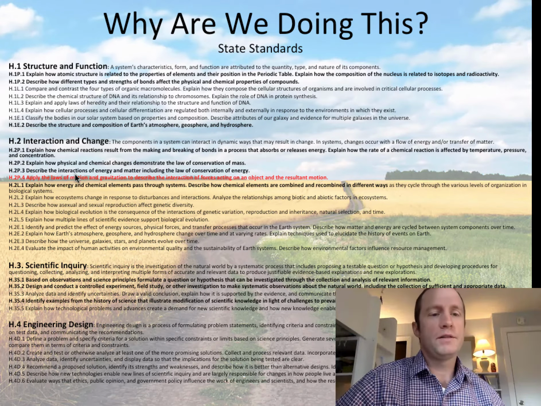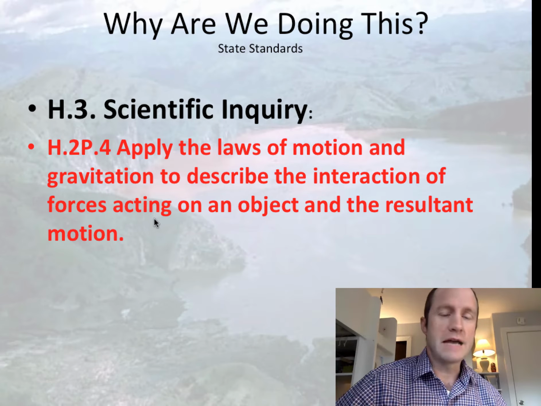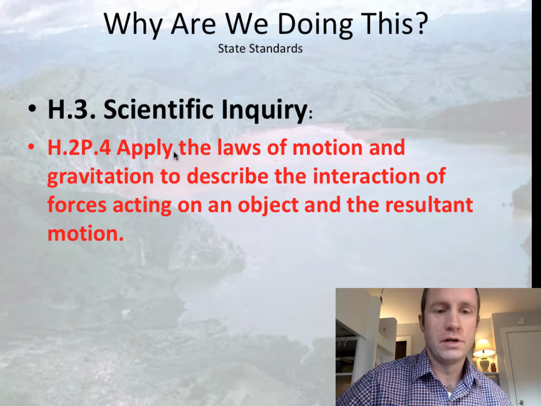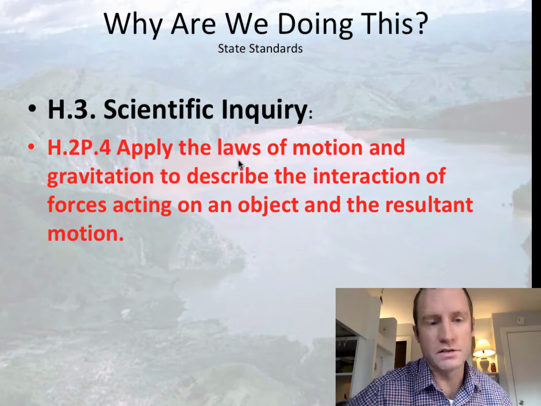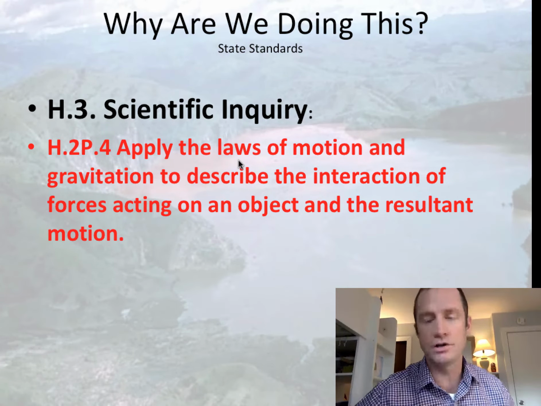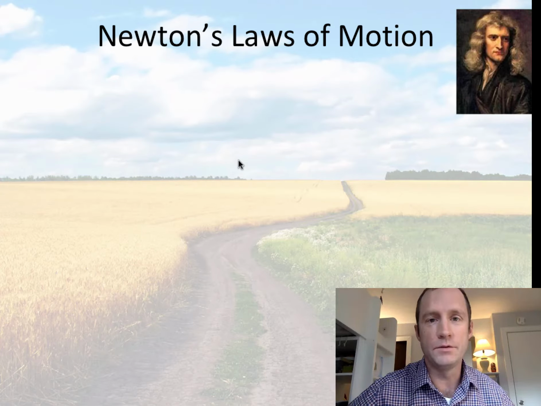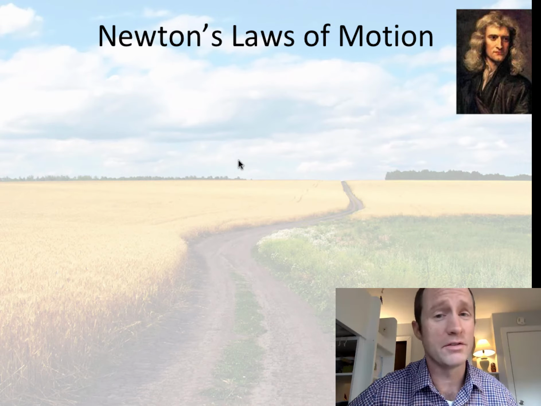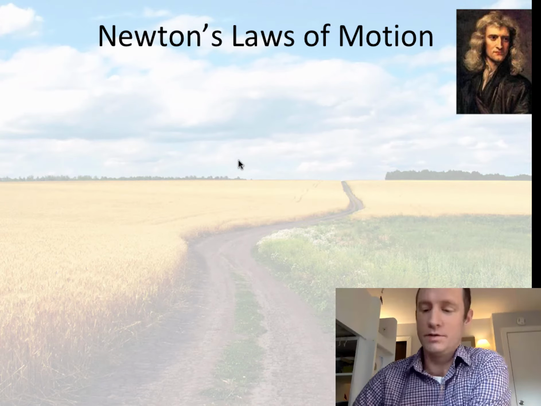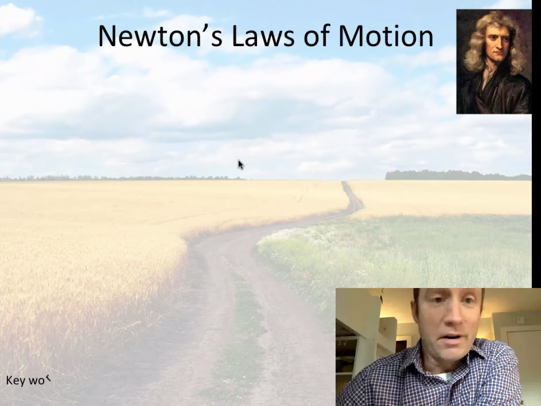We're going to apply the laws of motion and gravitation to describe the interaction of forces acting on an object and the resultant motion. So we're moving again, like I said, from Newton's laws of motion to his law of universal gravitation. He did a lot, right? I mean, how could you come up with all that yourself? But he did. He quantified it. He was a genius. He was also kind of crazy and a little bit egotistical, but definitely a genius of the first order.